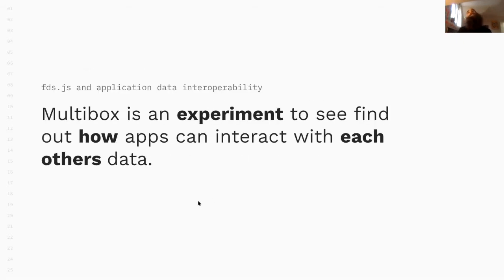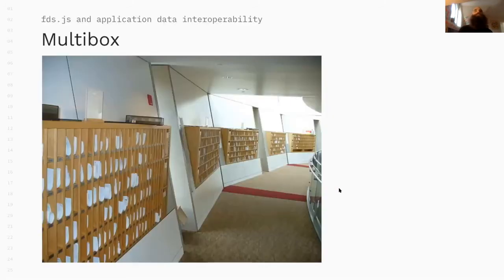So yeah, Multibox is an experiment to find out how apps can interact with each other's data, and hence how this is related to the topic. On the FDS.js GitHub repo, Multibox is visualized as these pigeonholes. The idea is that you would know where somebody else's pigeonhole is, and you would go and put the data there and encrypt and encode it in such a way that they would be able to later find their pigeonhole, get the data and retrieve it.